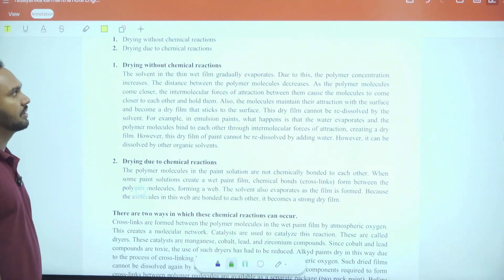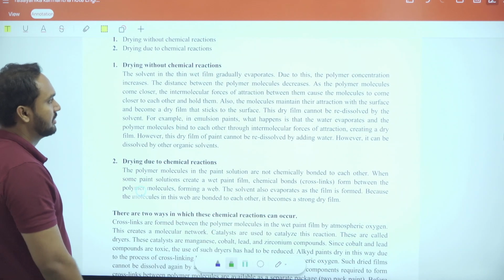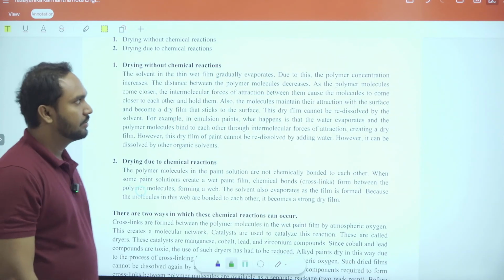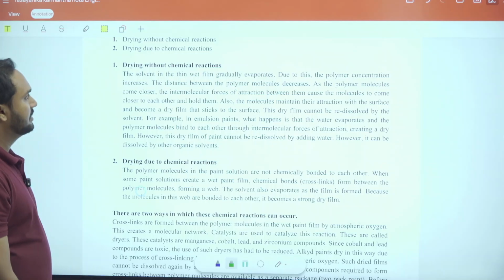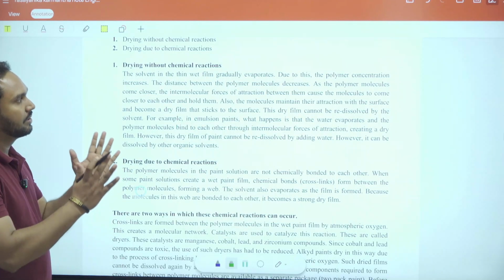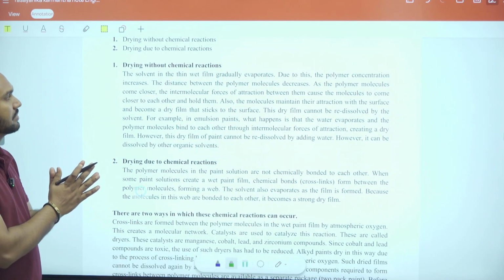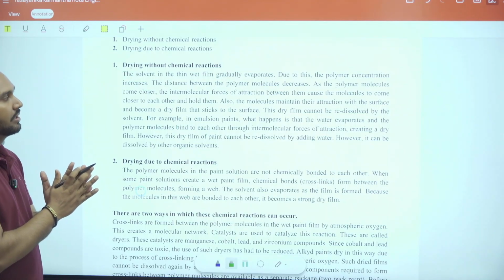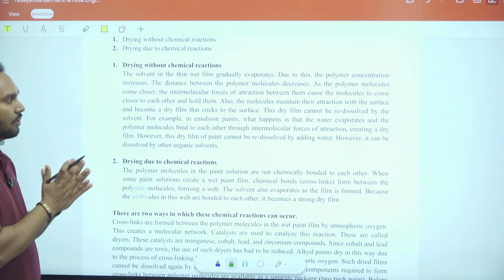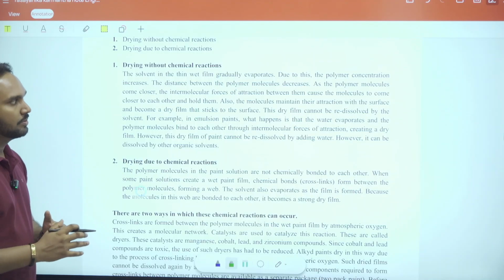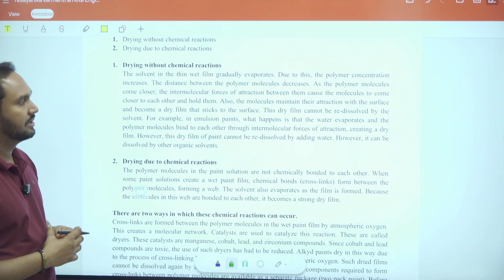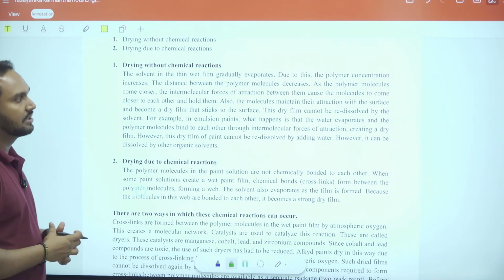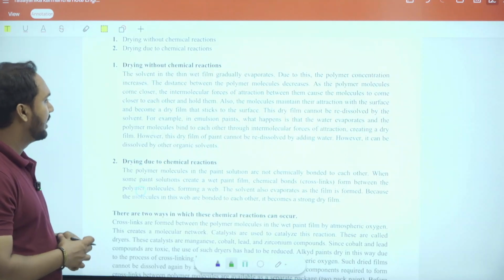Now come to the drying without chemical reaction. This is emulsions. The solvent in the thin wet film gradually evaporates. Due to this, the polymer concentration increases and the distance between the polymer molecules decreases. As the polymer molecules come closer, intermolecular forces of attraction between them cause the molecules to hold each other. Also, the molecules maintain their attraction with the surface and become a dry film that sticks to the surface. This dry film cannot be dissolved by the solvent.